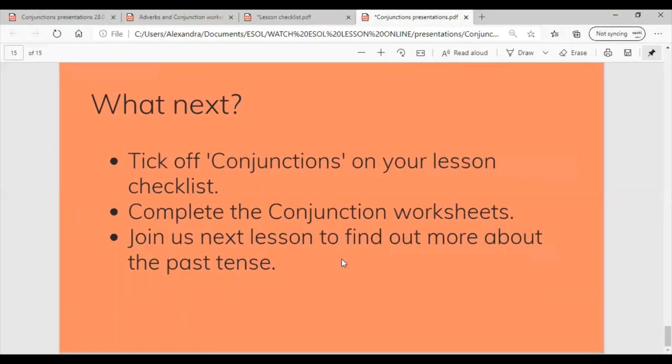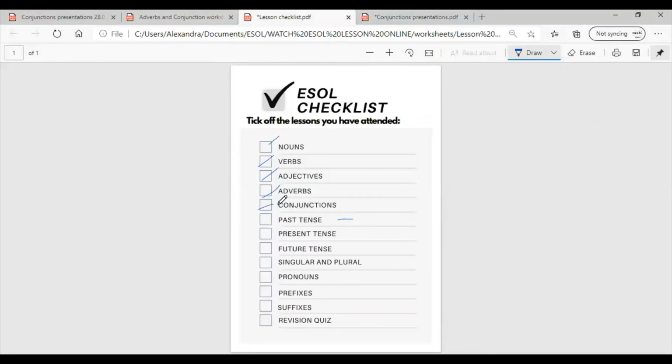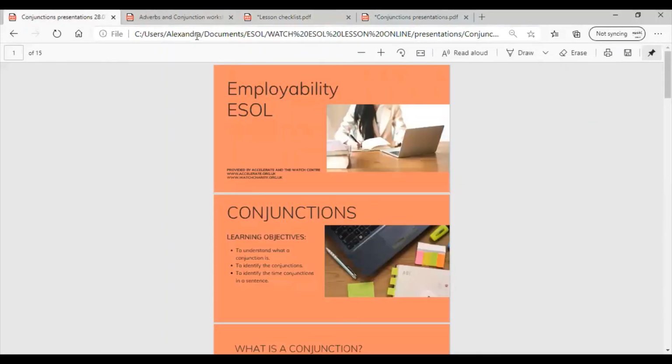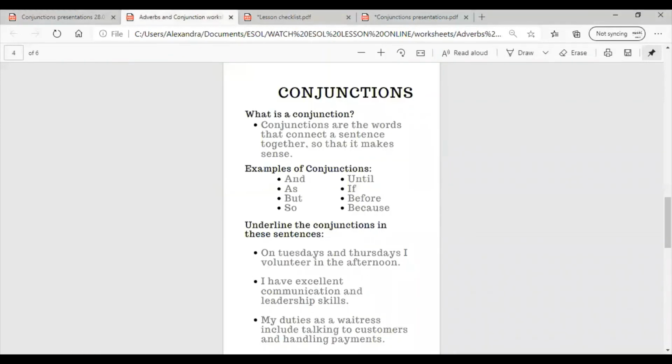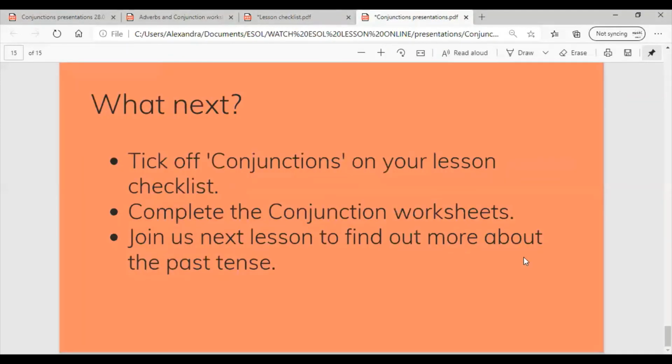Next week we will be looking at the past tense on Thursday at 11 AM. So do join us for that. You'll now be able to tick off your conjunctions on your lesson checklist, and you can complete the conjunction worksheets as part of your ESOL booklet that has been sent to you or emailed to you if you are taking part in this ESOL course.